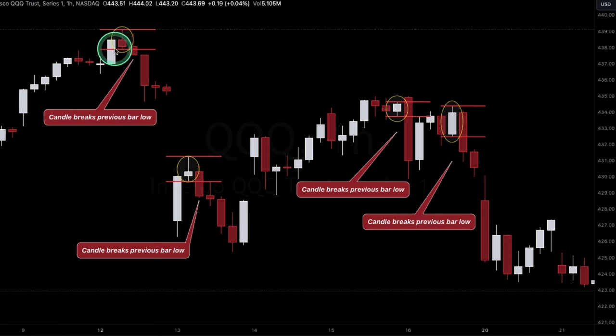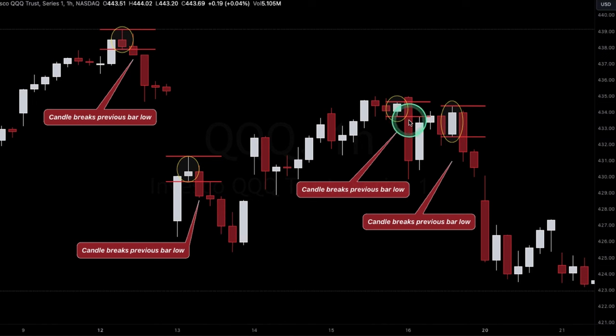We have the previous candle low, previous candle high. We have a bar breaking under that previous candle low, which sets up for a flush. Same thing right here. We have a big breakdown bar right here. Here's your previous bar low, previous bar high, sets up for a flush down again.